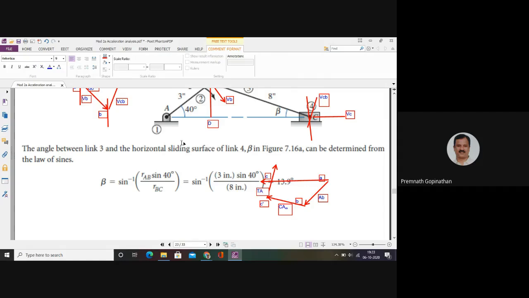Tangential acceleration of C with respect to B. Okay, so that's what is being stated there, right? And this one from A to C is the absolute acceleration of C. So this is how it needs to be understood.